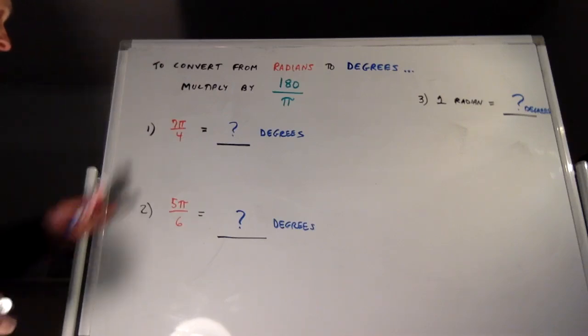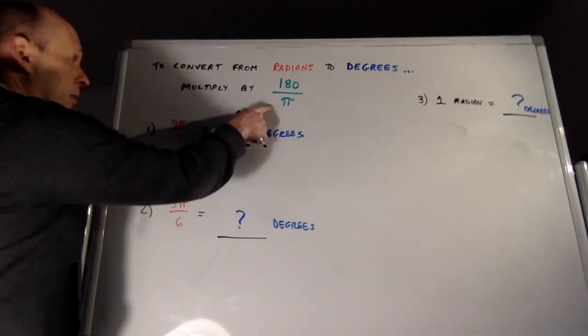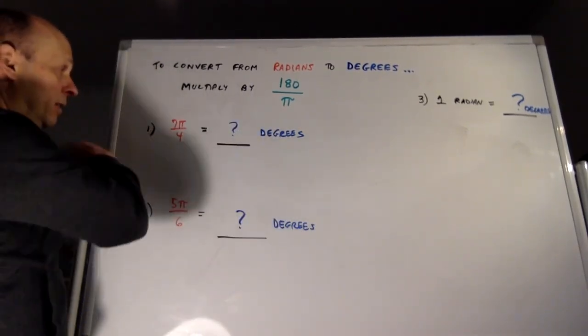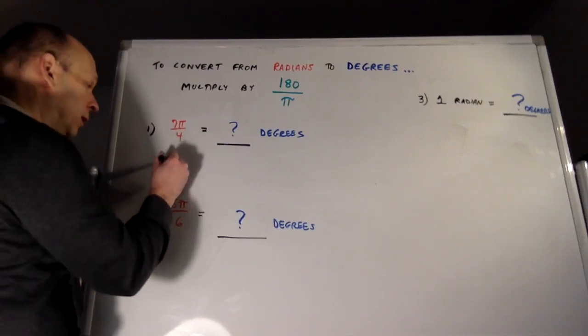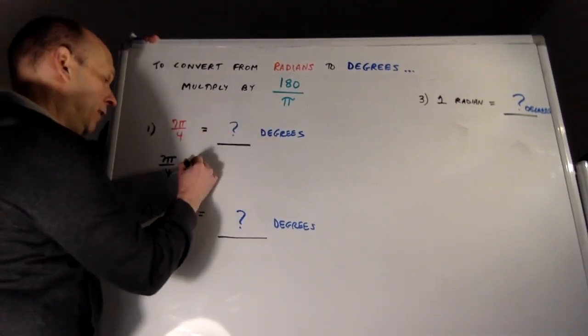All right, so the first one up is 7 pi over 4. And again, we're simply just going to multiply by this. When we do that, we'll get this angle in degrees. So 7 pi over 4, we take it and multiply it by that magic fraction, 180 over pi.